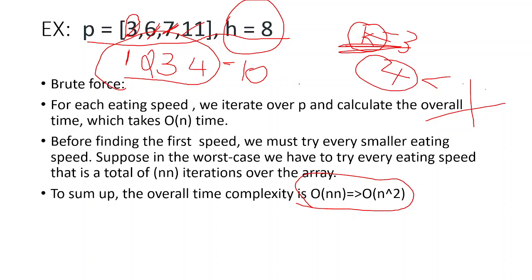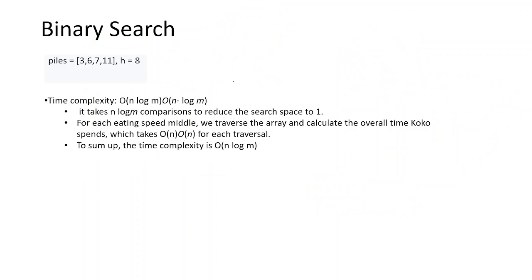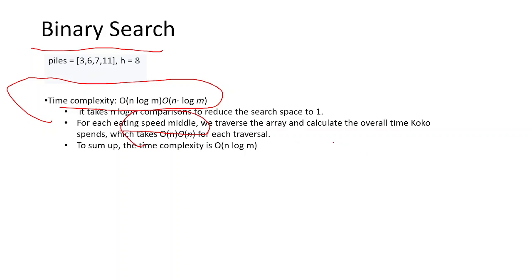So what will be the better approach? As I just discussed, you have guessed it, right? It's binary search. You know that the time complexity of binary search is log m. We are just taking the middle element, which will be the speed. Then we traverse the array and calculate the overall time Koko spends. So the traversal will be O(n), and the binary search will be log m. So it will sum up to the complexity of n log m, right?